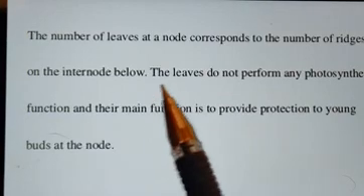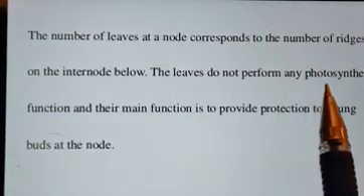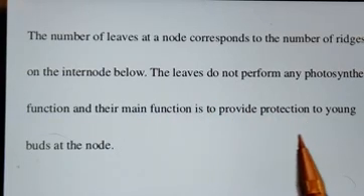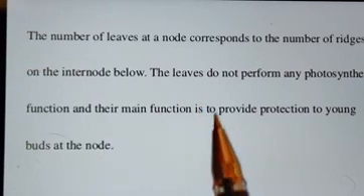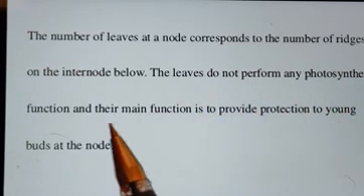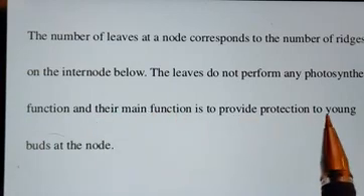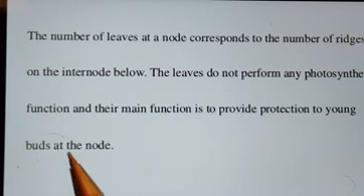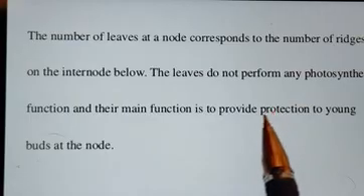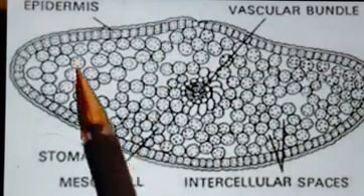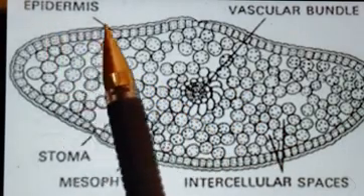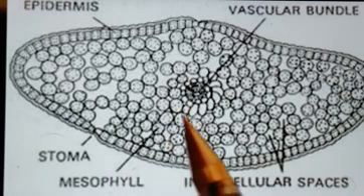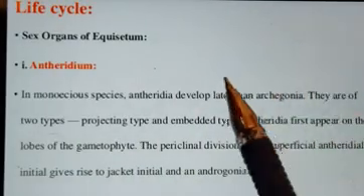The leaves do not perform any photosynthetic function, and their main function is to provide protection to young buds at the nodes. Means buds occur inside the node, and these nodes are protected by the leaves. Okay, you can see here the TS of leaves: epidermis, vascular bundles, stomata, intercellular spaces and mesophyll cells. So, life cycle.